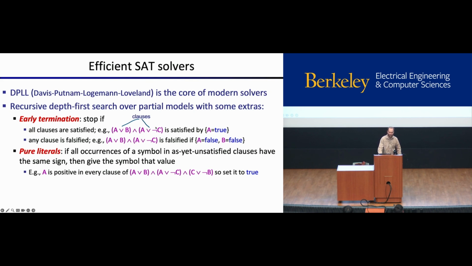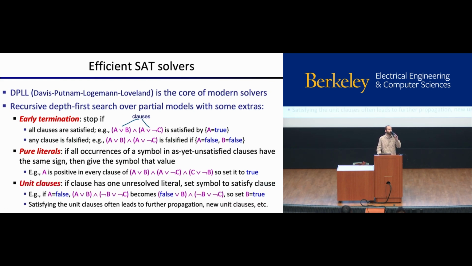Okay, first new trick, pure literals. If all occurrences of a symbol in clauses that are not yet satisfied have the same sign, then we give the symbol the right value. So A is positive in every clause, so we might as well set it to true. It's never going to hurt. There's no instance of not A that maybe we were counting on being the thing that made that clause work. If A is always in positive form, we might as well set it to true. We don't need to ask what happens if A is true, what happens if A is false. We don't need a branch like that. We can just go straight down.